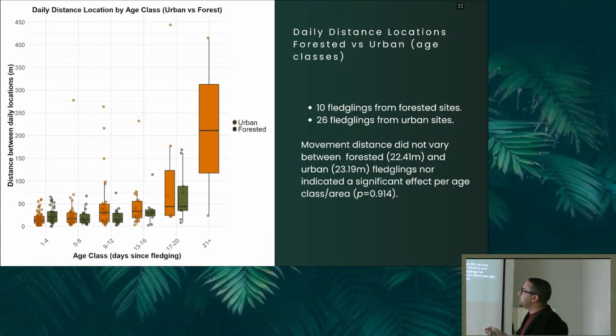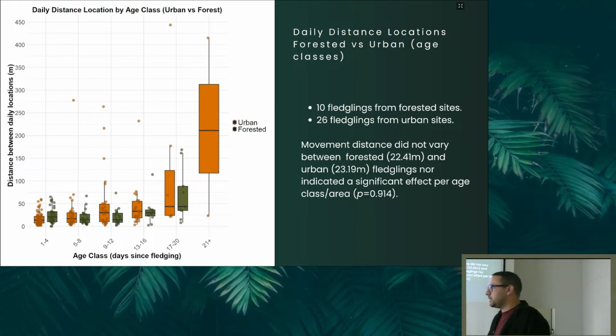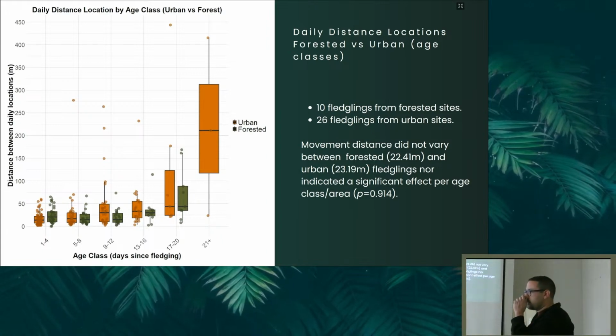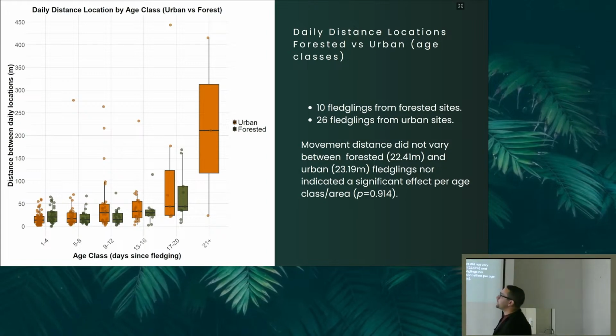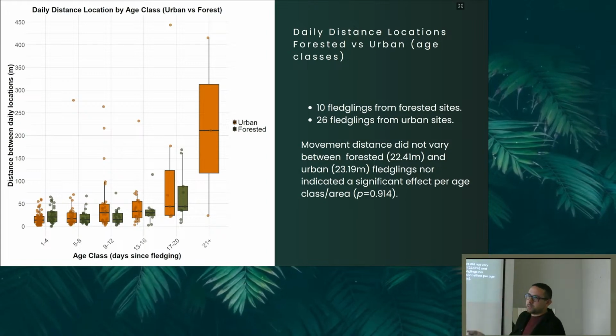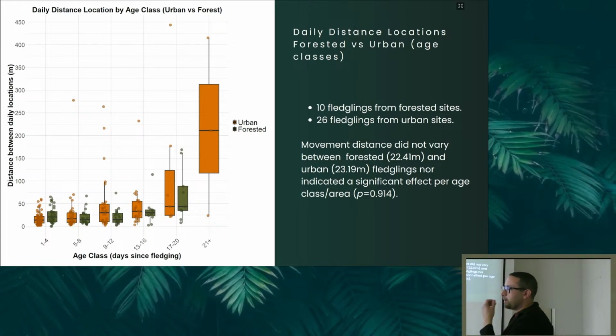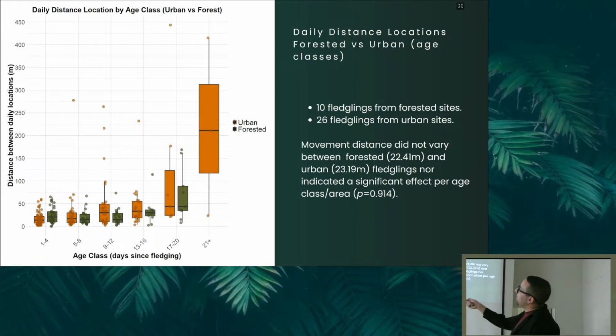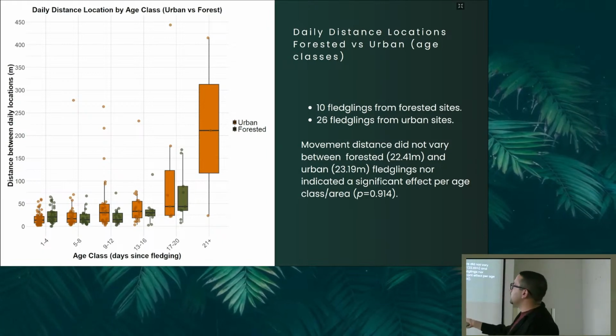Important to note here, blackbird fledglings are completely dependent on the parents for up to 2 weeks, maybe a little bit more, 2 to 3 weeks. And by that time, they become fully independent. They don't rely on parents for food, and that's why this is explained, right? By the time they were fully independent, they just moved more.